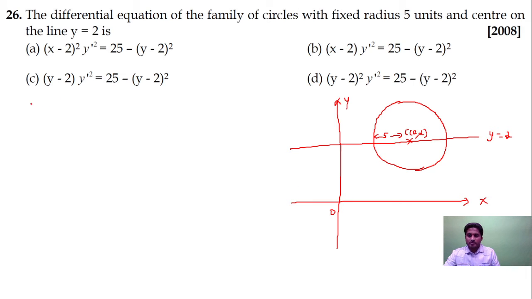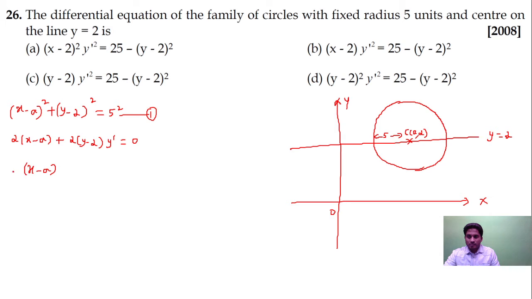Now the equation of the circle is x minus a the whole square plus y minus 2 the whole square is equal to 5 square. Call this equation 1. If I differentiate once, you get 2 into x minus a plus 2 into y minus 2 into dy by dx, that is y dash, is equal to 0. Divide by 2, it is 0, constant. From this I can write 2 times x minus a is equal to minus 2 into y minus 2 into y dash.